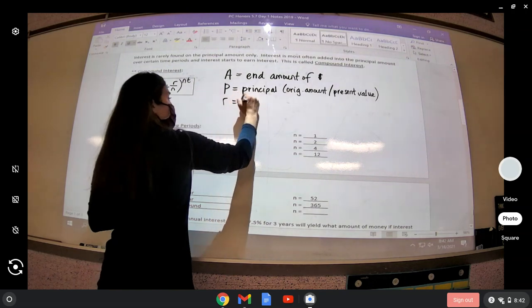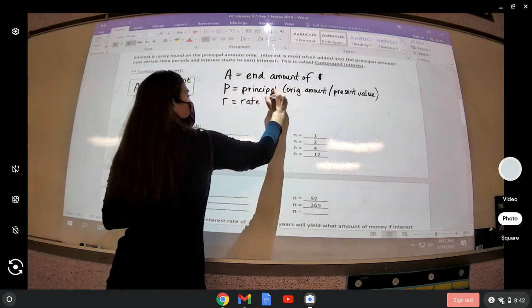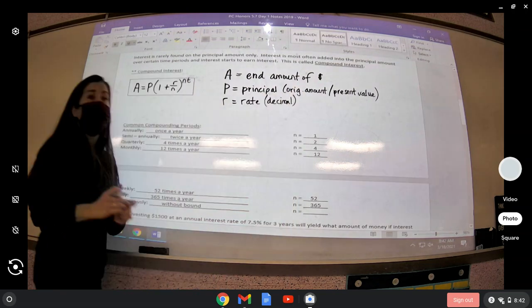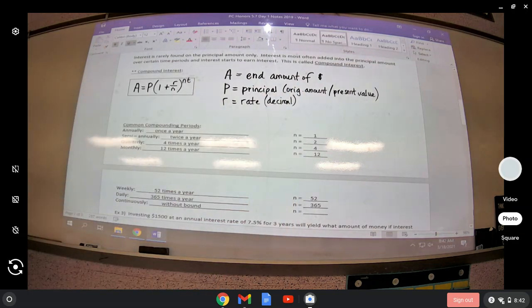R is your interest rate, and again, we use it as a decimal. And again, it is a yearly interest rate. It's per annum.